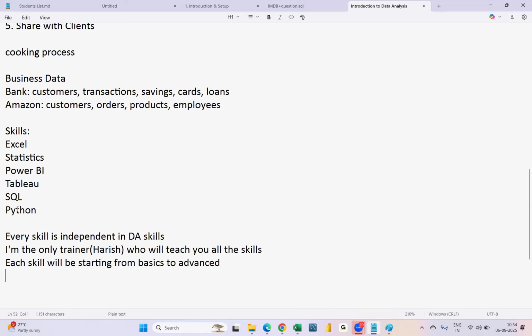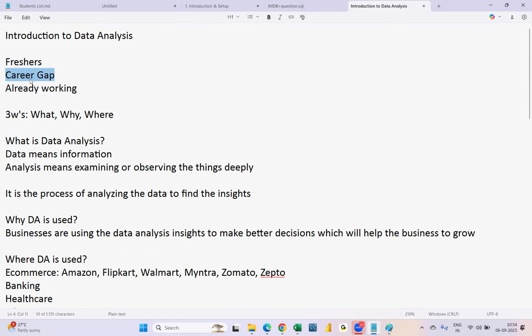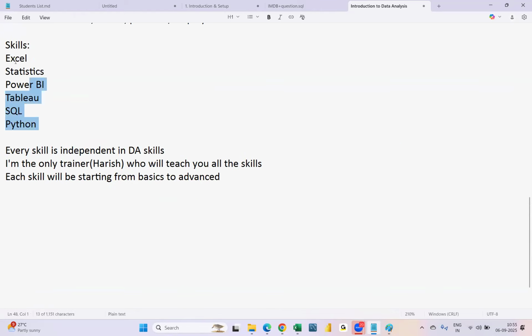Even if you are coming from a non-technical domain and you don't know anything about these skills, not even Excel, no worries. As I mentioned in the beginning, you might be a fresher, you might have a career gap, or you might be already working in some other domain, IT or non-IT, or from a commerce or economics background. Whatever you are, I will teach you all these skills from the basics, because we have experience teaching students from different domains. This is not the first time I'm teaching; in previous batches, students used to come from different domains.